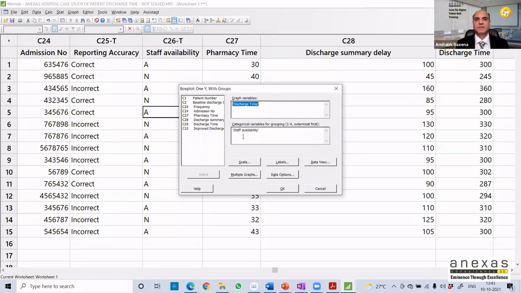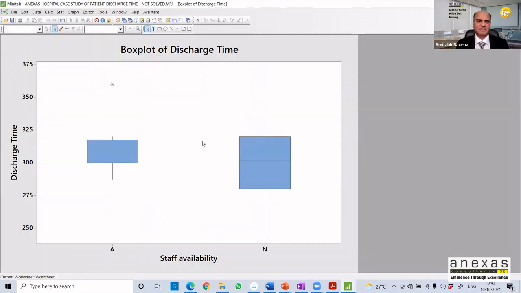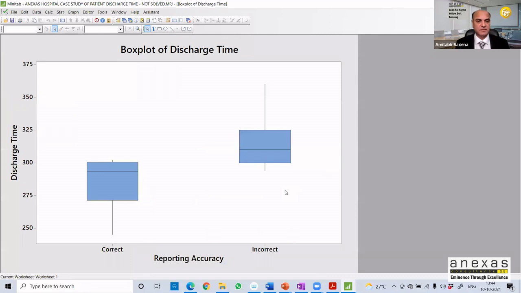So I'm doing staff availability right now. It's not affecting, really, it's almost same. But if I look at the reporting accuracy, does it really matter? Oh, yes. When the reports are correct, it takes less time. So incorrect reports are one of the root causes, if I take care of that part. So I've got now two root causes. One is reporting accuracy. Second is discharge summary delay. And I'll work on those as my root causes.